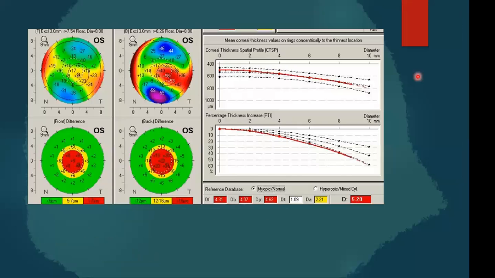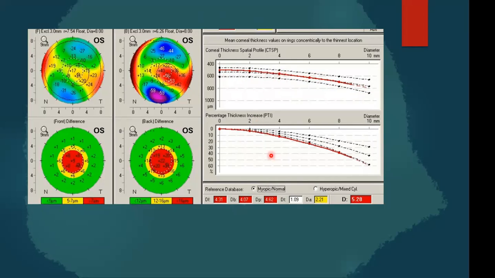So this is a map of the cornea, and the central line is the mean reading, and the above and below dotted lines are plus minus 2 standard deviations from the mean. Whenever this red line is parallel to the central line and lying between the above and below dotted lines, that means it's a normal cornea. But if it is not parallel to the middle line, or if it dips way before 6 millimeters, that is an abnormal cornea, and that is to be taken as a red flag sign.